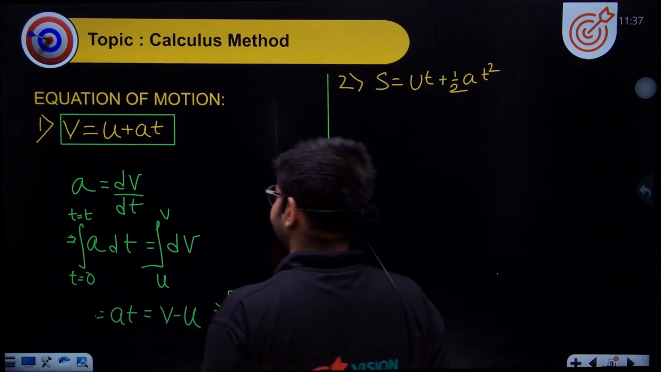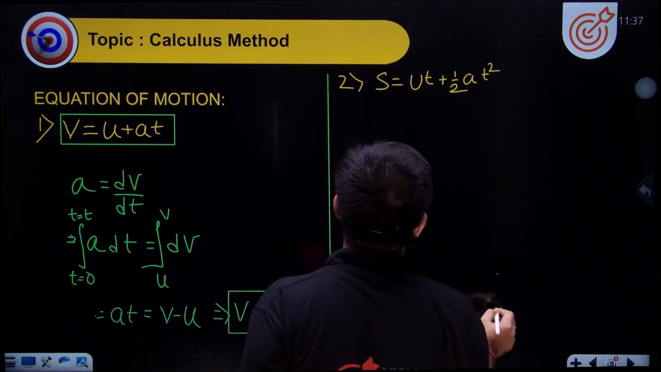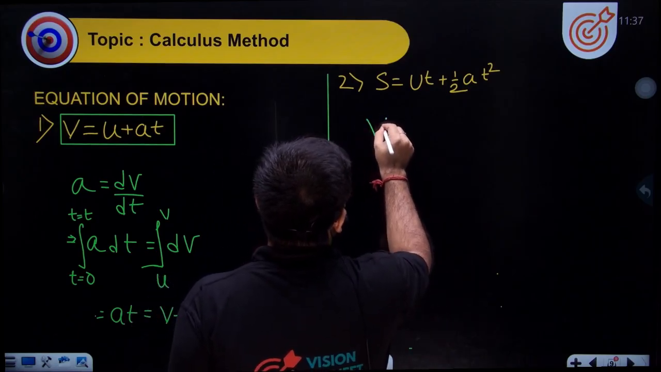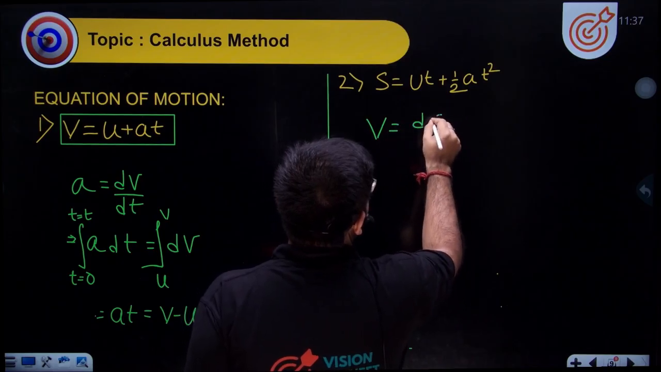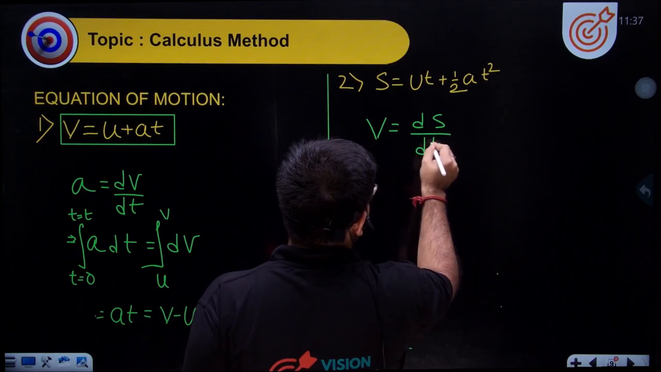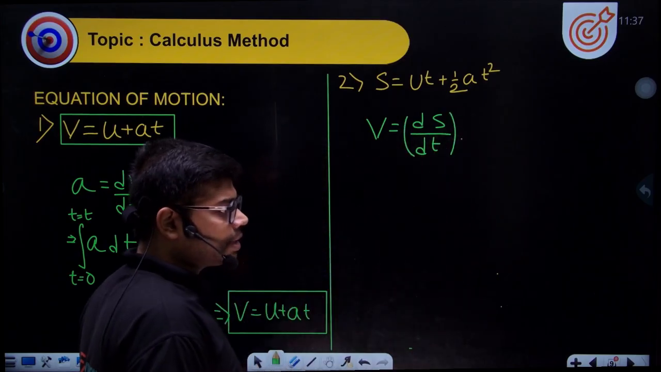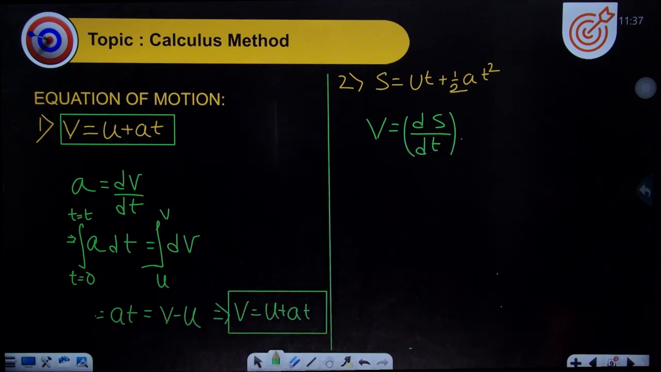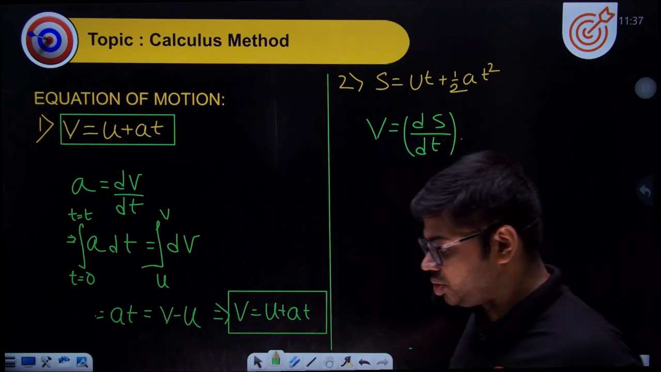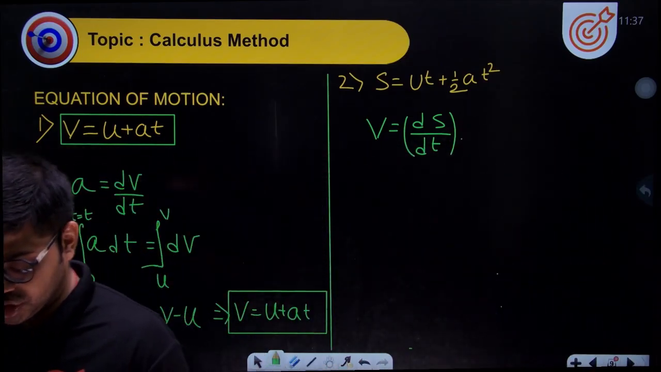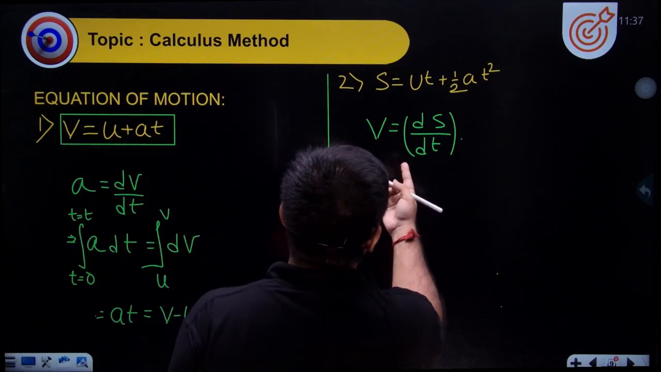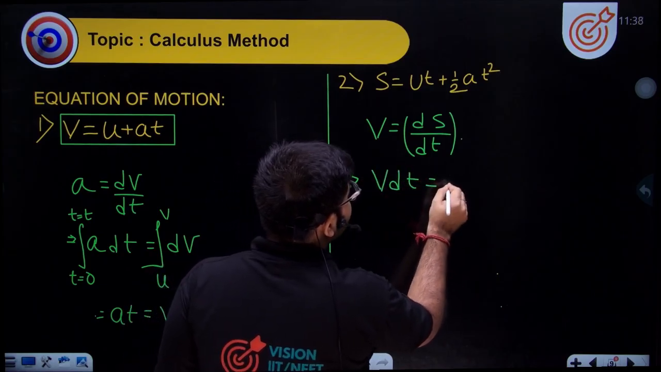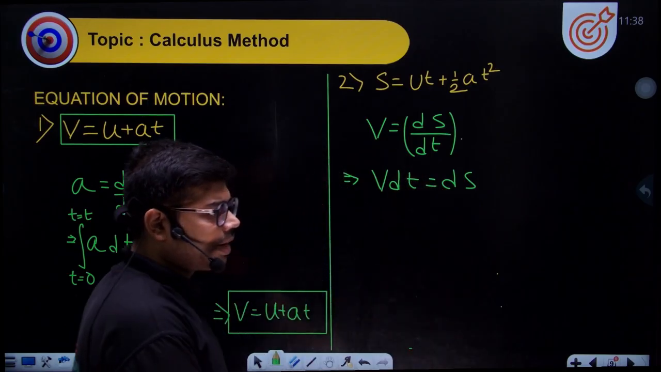Okay, I am going to derive it. I can write that V is equal to ds/dt. Can I not write this? Just tell me, can I write this? That is, velocity is nothing but the rate of change of displacement. S is the displacement, so velocity is nothing but the rate of change of displacement. So then I can very well write this as well, that V dt is nothing but ds.